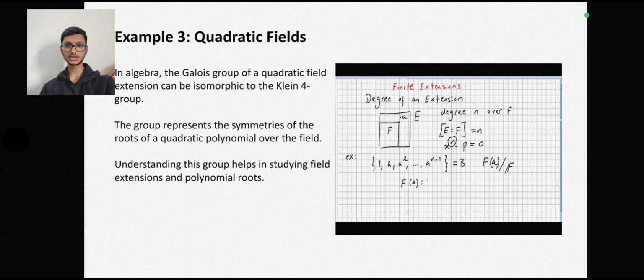Our example 3 is quadratic fields. In algebra, the Galois group of a quadratic field extension can be isomorphic to the Klein 4 group. The group represents the symmetries of the roots of a quadratic polynomial over the field. Understanding this group helps in studying fields, extensions, and polynomial roots.